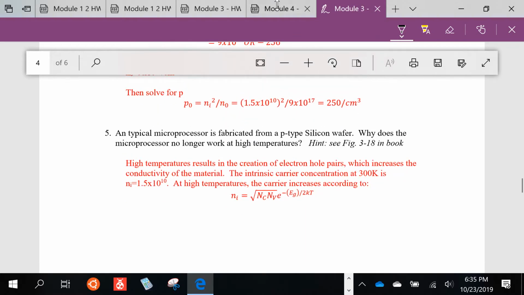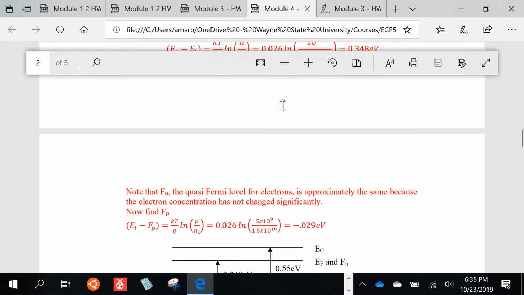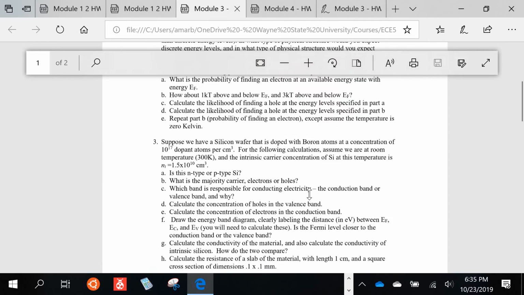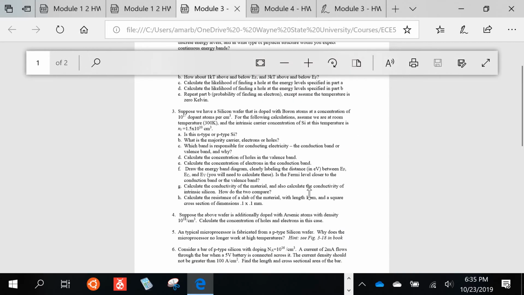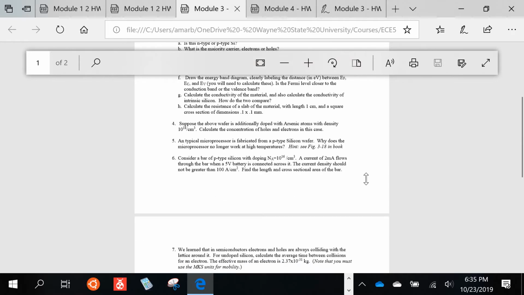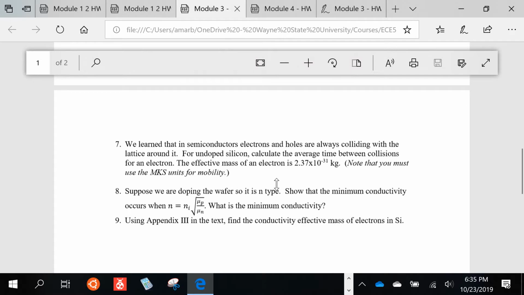All right. So getting back to Module 3 homework. Other questions? Professor, just like in question 7, you mentioned that the unit should be in MKS for mobility. If you want some specific units like that, would you mention it on the test, or do we have to know that they should be the specific units for the test?